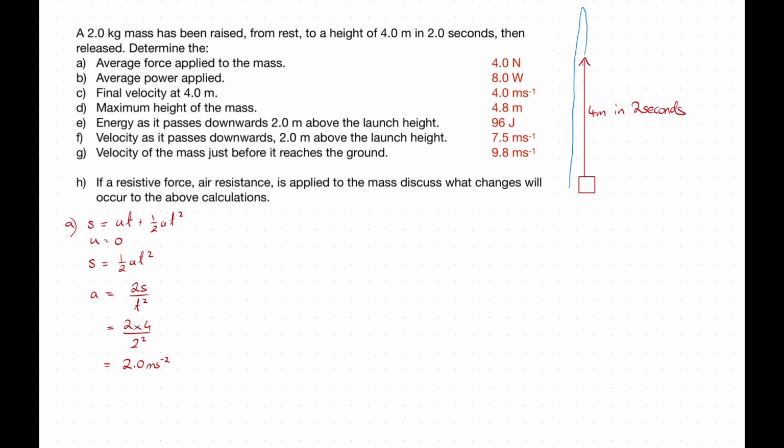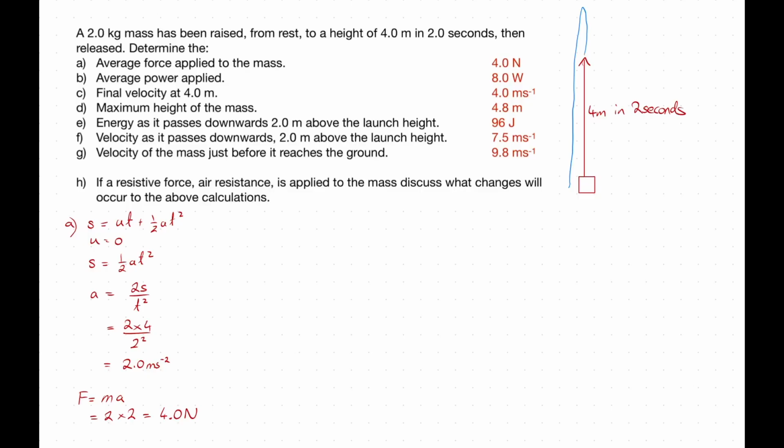Now we just need to go and do our force. So force is equal to mass times acceleration, which is just going to be our 2 kilograms times by our 2 meters per second squared, which is then going to get us our 4.0 newtons.